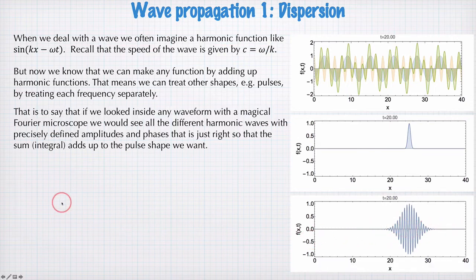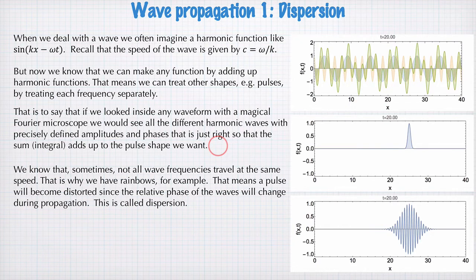So what I'm describing here is a situation where we have some sort of magical Fourier microscope and we can look inside and see the different harmonic waves with all their precisely defined amplitudes and phases that are just right to give us the pulse shape that we want. And all these waves move at the same speed, giving us a pulse that has a constant shape as it propagates forwards.